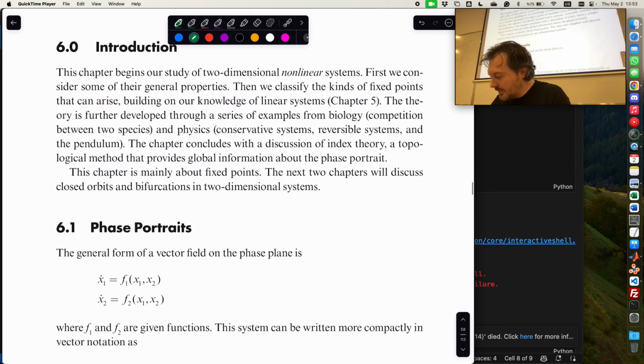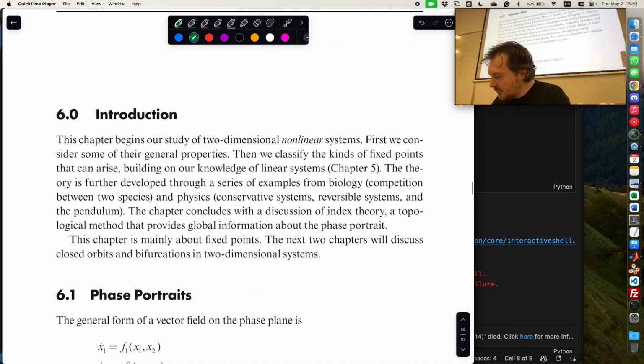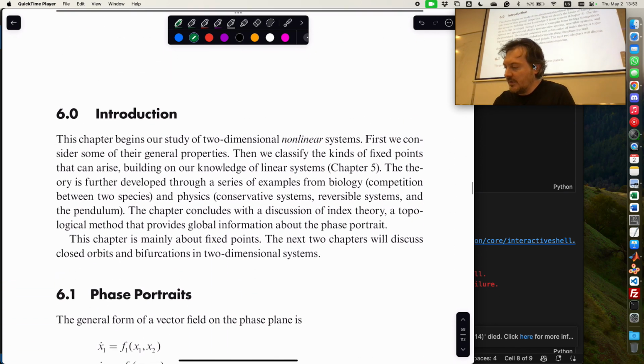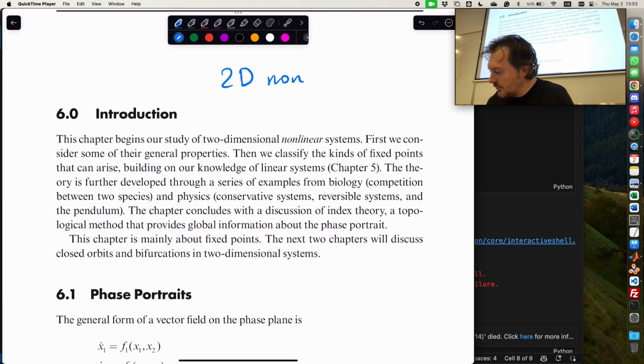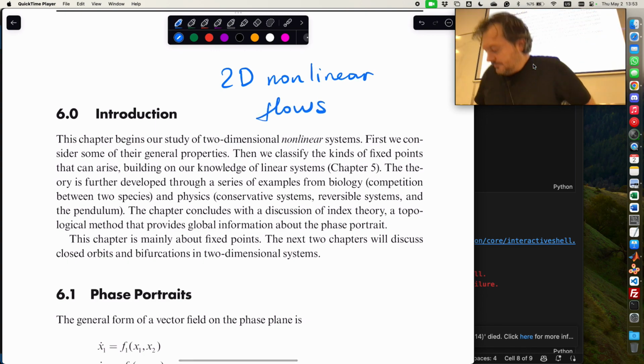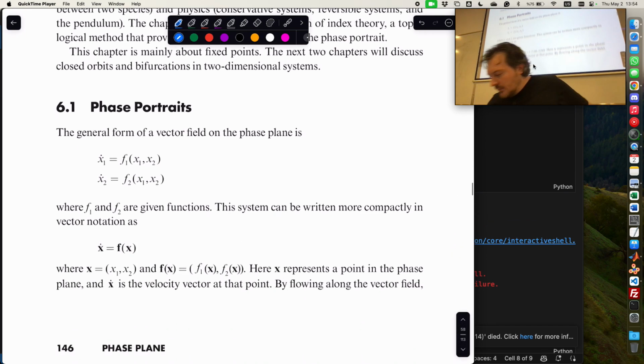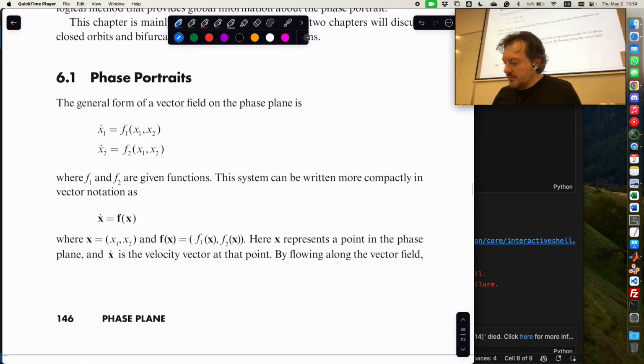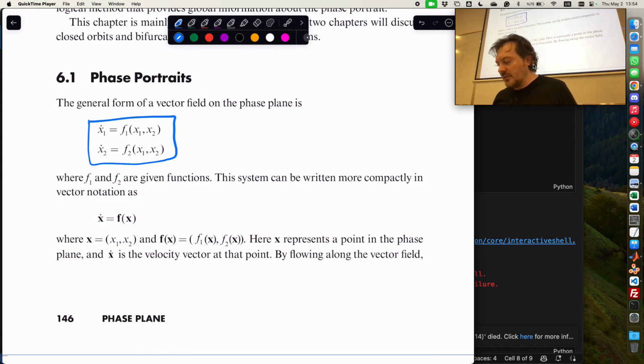Where are we? We are in phase plane. Are we doing nonlinear systems? Yes, we are doing 2D nonlinear flows. We are done with linear flows. So, again, this is the system we are dealing with, and this time f can be nonlinear. Okay?